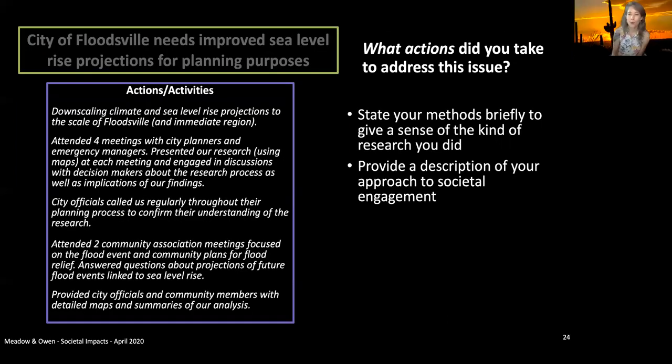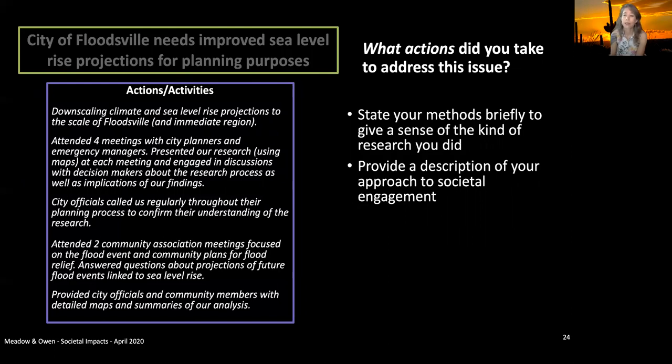All right, so then what actions did you take to address this issue? Here you'll want to state your methods briefly to give a sense of the kind of research that you did, and then provide a description of your approach to societal engagement and what activities did that involve. So in this case, in Floodville, scientific activities included data collection and analysis about sea level rise projections, and tailoring those to the right spatial and temporal scales for the city.